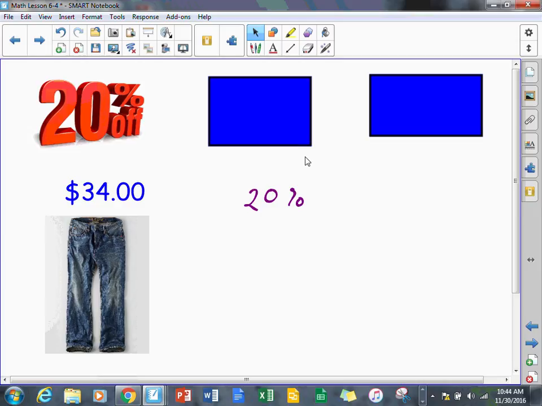What's that the same as, Drexy? Yeah, 0.20 or 20/100ths. So it's the same as that. This is something that we want to keep in mind. This is what it looks like as a percent, but this is what it is as a decimal. And if we want to know how much money we are going to save on this particular pair of jeans, all we need to do is take the price, $34, and multiply it by the discount. And I will do that real quick with my calculator.